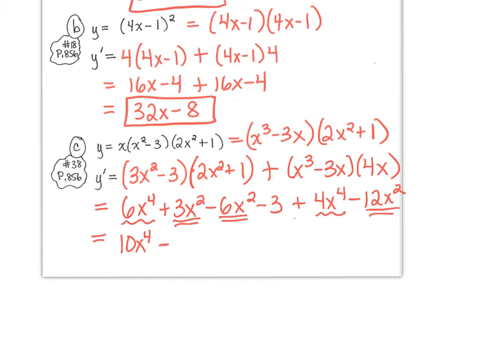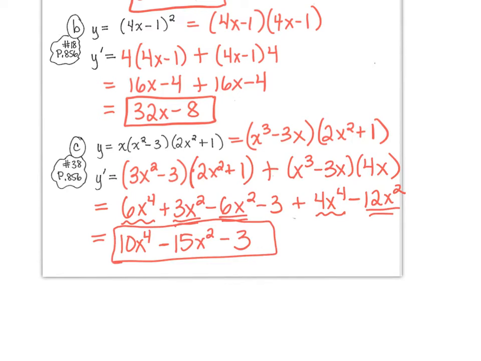Minus 15, you said? Yeah, 15x squared, minus 3. Does everyone agree? Yes? No? All right, very good. Okay? So you know the product rule.